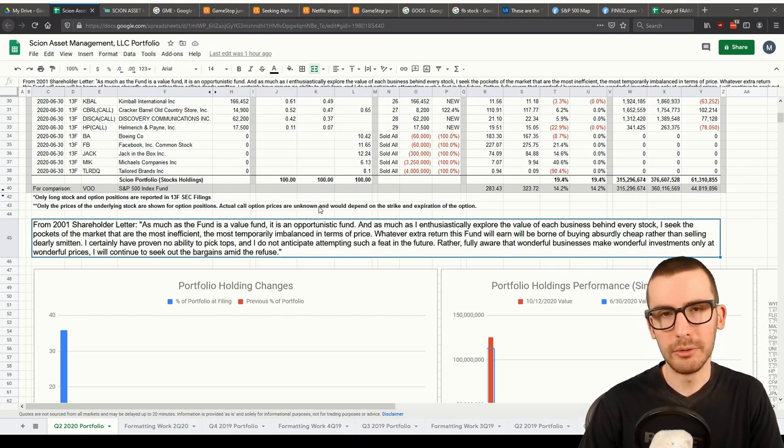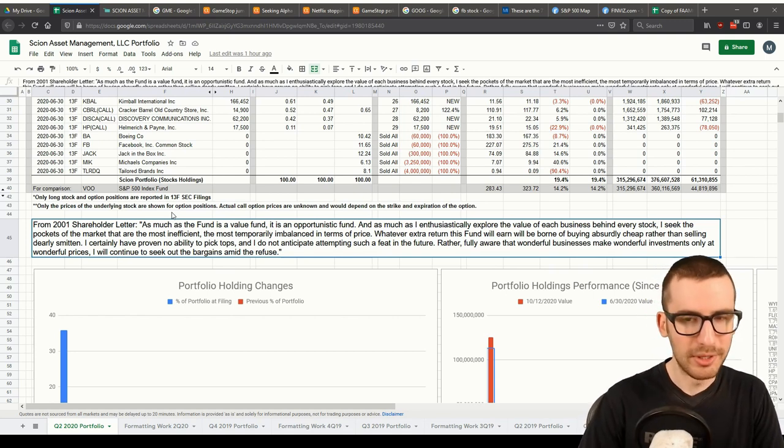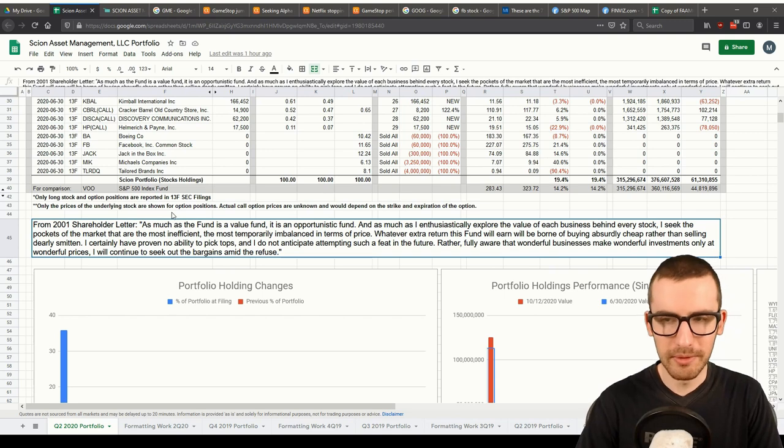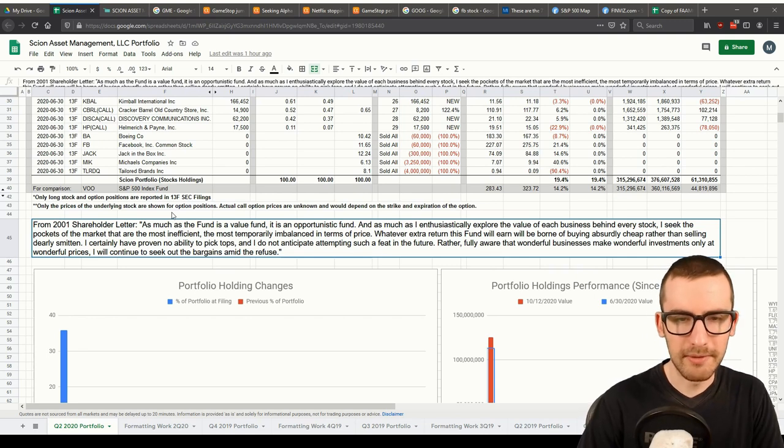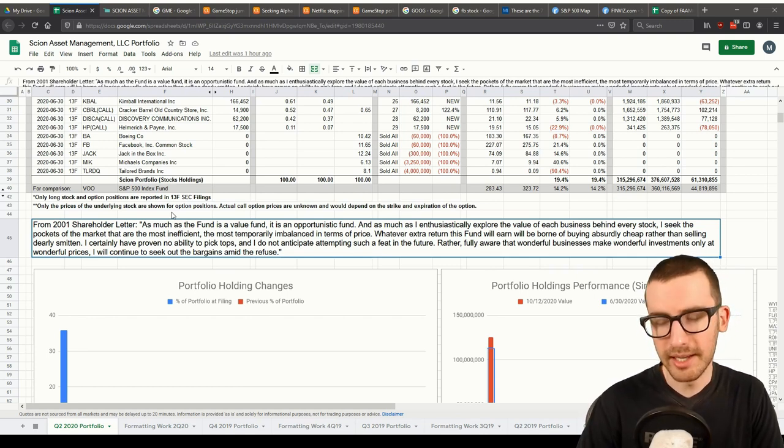Now, when it comes to understanding Burry and his investment philosophy, I think his quote from his 2001 shareholder letter really sums this up nicely. He says, "As much as the fund is a value fund, it's an opportunistic fund. And as much as I enthusiastically explore the value of each business behind every stock, I seek the pockets of the market that are the most inefficient, the most temporarily imbalanced in terms of price. Whatever extra return this fund will earn will be born of buying absurdly cheap rather than selling dearly smitten. I certainly have no proven ability to pick tops, and I do not anticipate attempting such a feat in the future. Rather, fully aware that wonderful businesses make wonderful investments only at wonderful prices, I will continue to seek out the bargains amid the refuse."